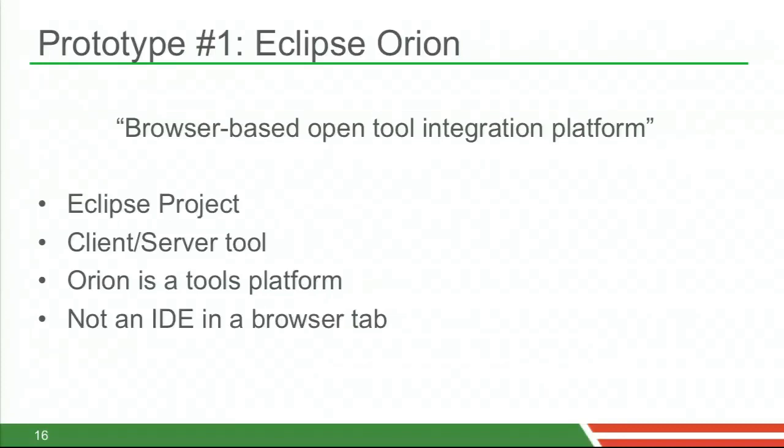It's called a browser-based open tool integration platform. And that open tool integration platform means it's very extensible. So, a bit like Eclipse, if you had a new language you wanted to support in Eclipse Orion, you could write some plugins for Orion in JavaScript and drop them in, and then it would support that new language. And it looked like it would be a suitable base for us.